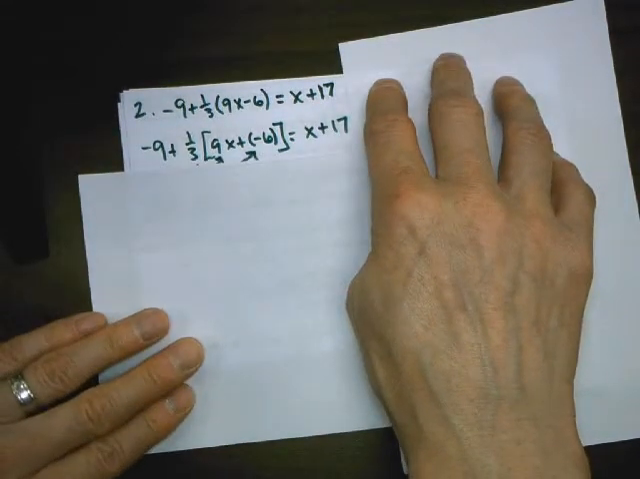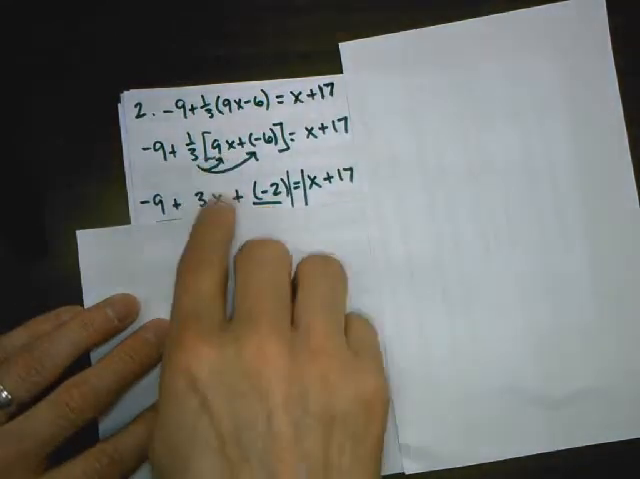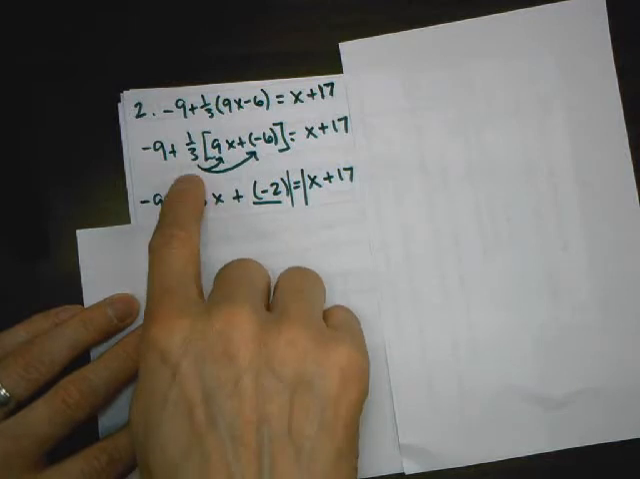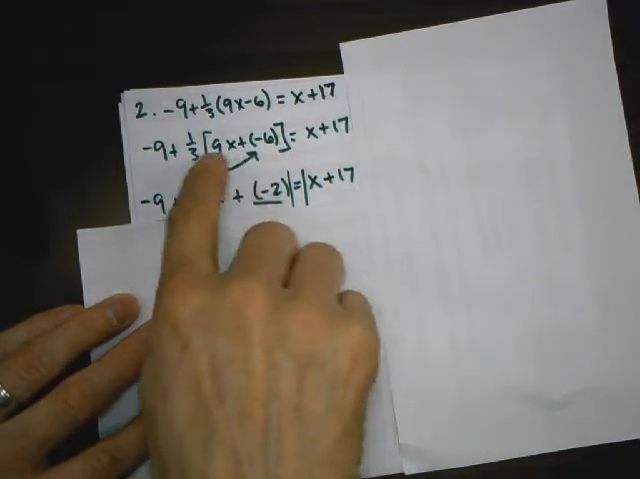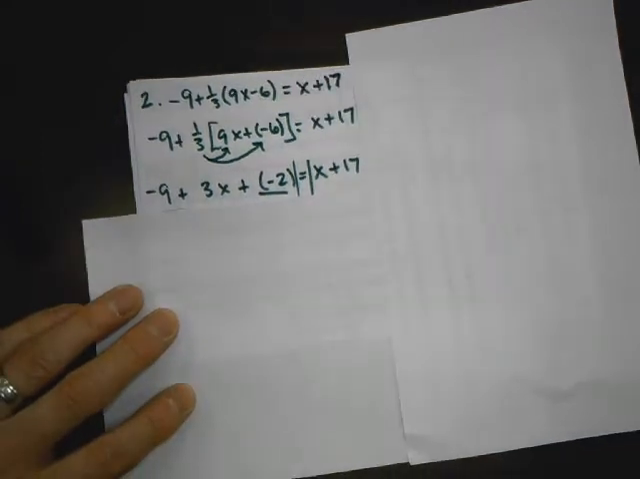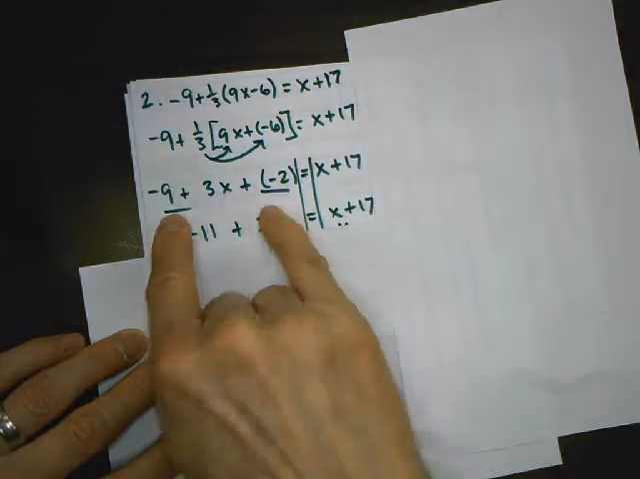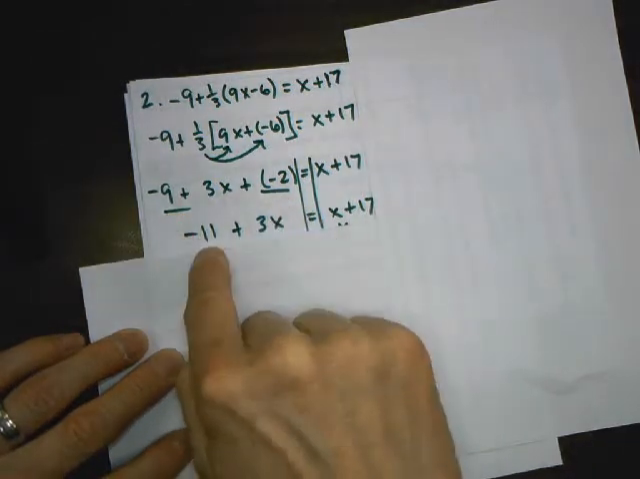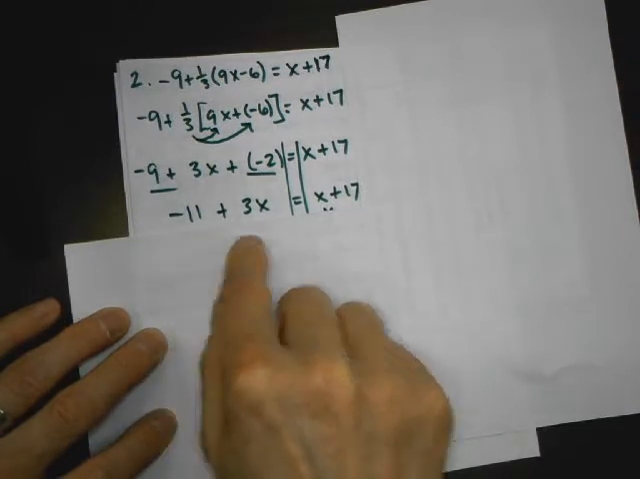1/3 times 9x is like saying 9x divided by 3. So 1/3 times 9x is 3x. 1/3 times negative 6, positive times negative is negative, and 6 divided by 3 is 2. Now we combine like terms. I combine my constants. Negative 9 and negative 2 are on the same team, so I add them. They're on the negative team. There's more negatives than positives, right?